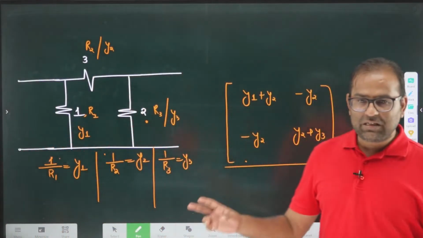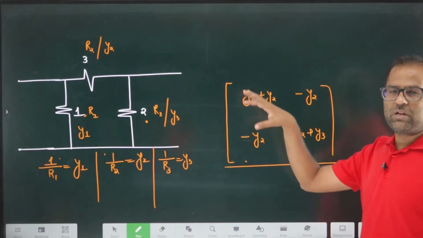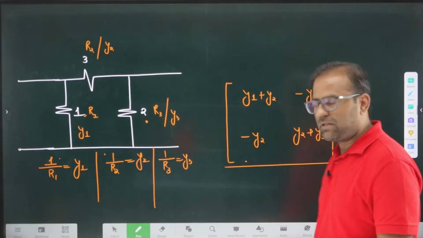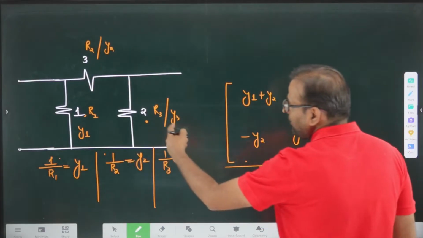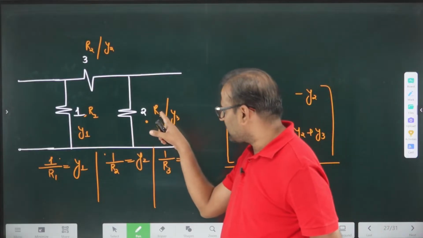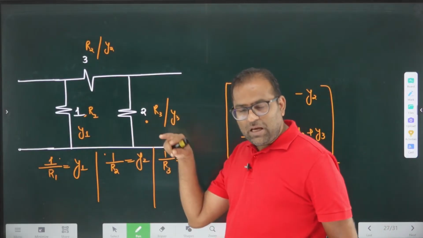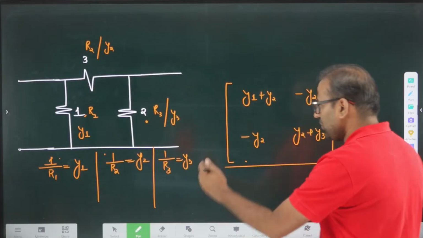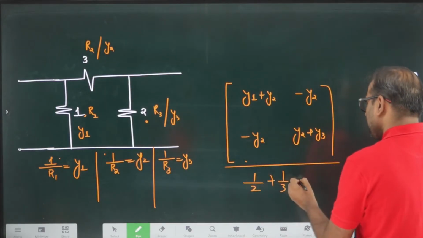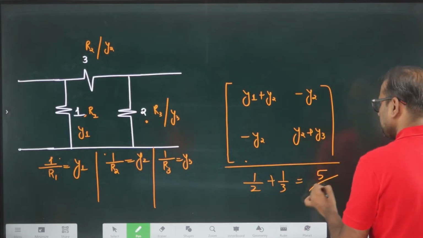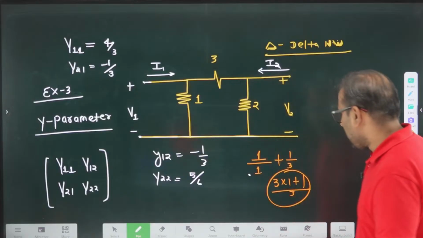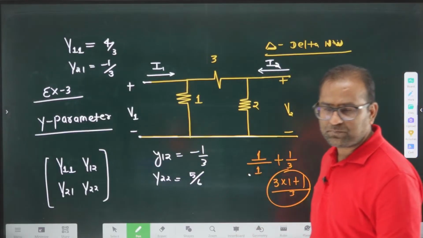So using star you can directly answer the z parameter, and using delta you can directly answer the y parameter. Always remember that z and y are different things. Inverse of z is equivalent to y. So here you can write 1 by 2, here you can write 1 by 3. 1 by 2 plus 1 by 3 is what? 5 by 6. And you can verify from our answer. What was the answer? The answer is 5 by 6.